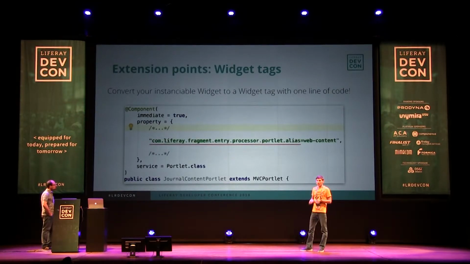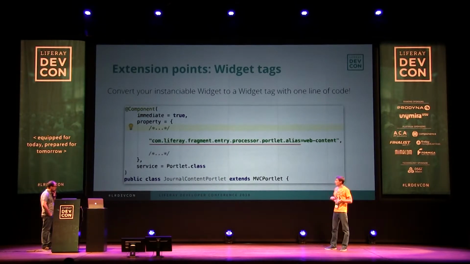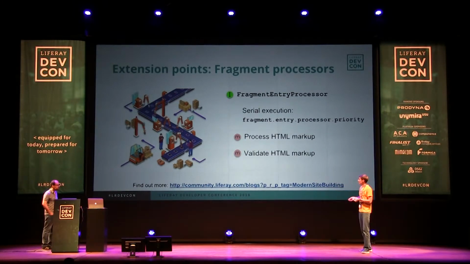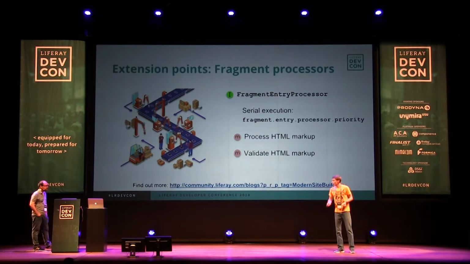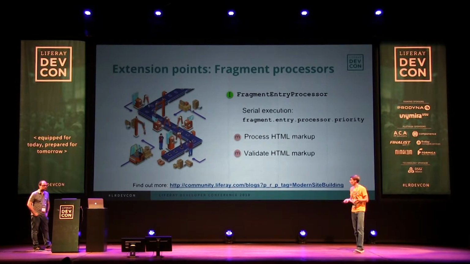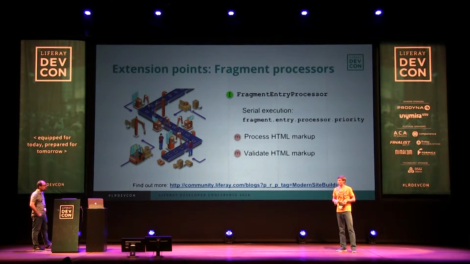But we are not limited to the Liferay widgets only, and you can easily convert your instantiable widget to a widget tag using only one line of code, or even without touching a code base using a configuration OSGI file for the appropriate component. But even that is not the end, and you as a developer can create your own extension, your own fragment processor, and process fragment HTML markup in the way you like. To do it, you have to implement a simple interface, FragmentEntryProcessor, and it has only two methods, one for processing HTML markup and one to validate HTML markup before saving the fragment. It allows us basically to avoid saving incorrect code.